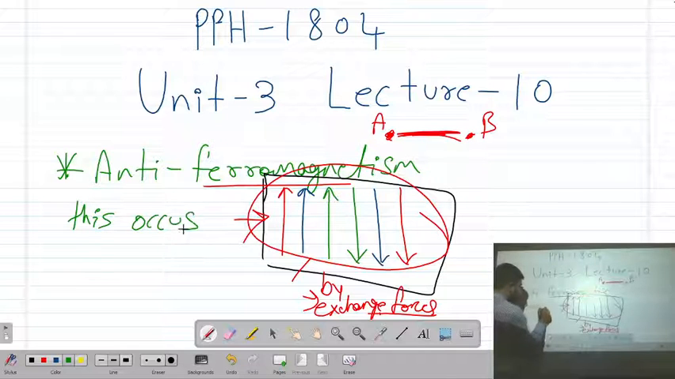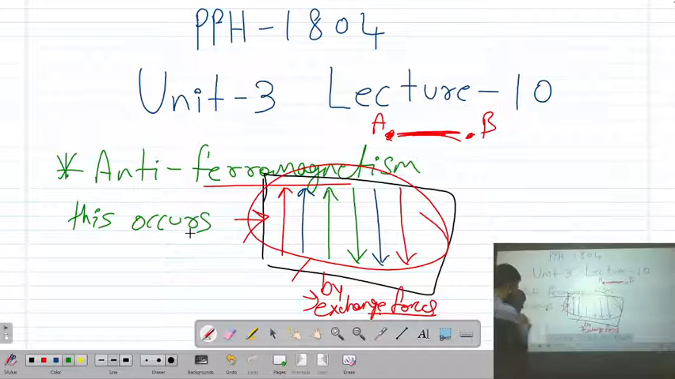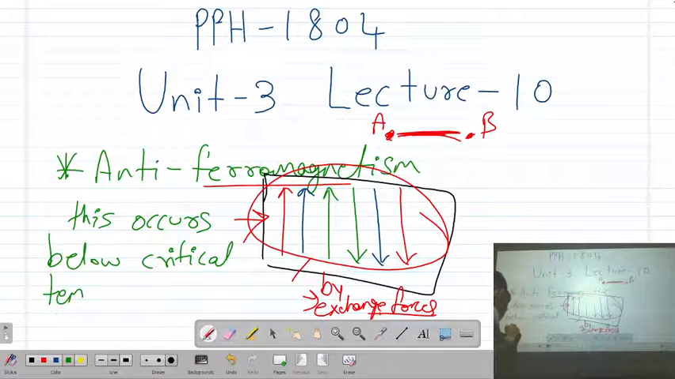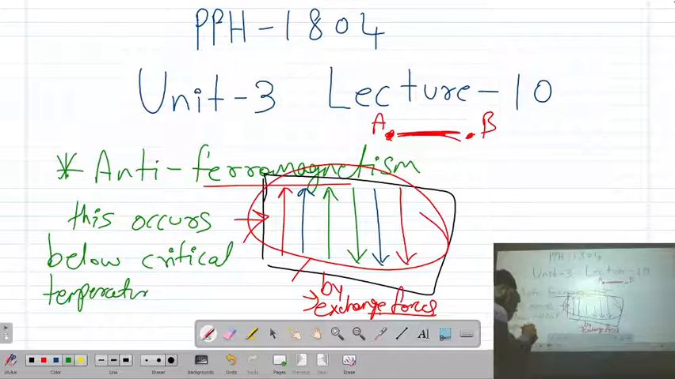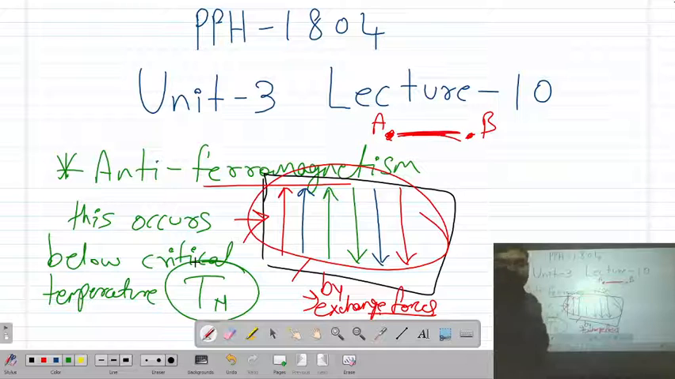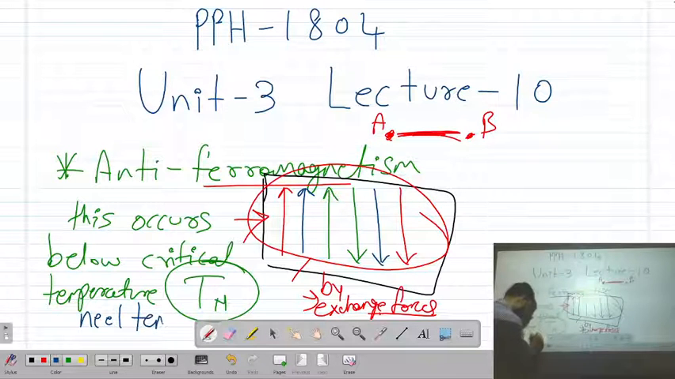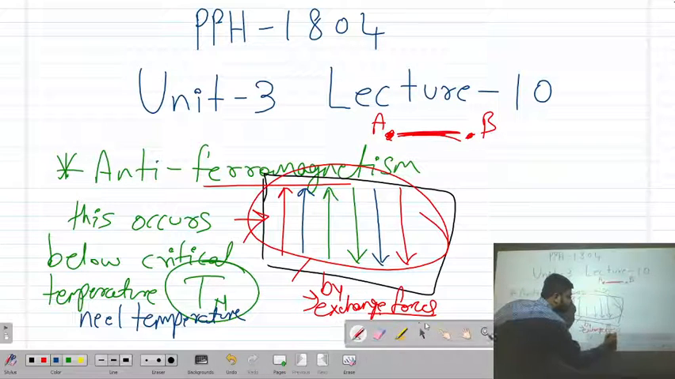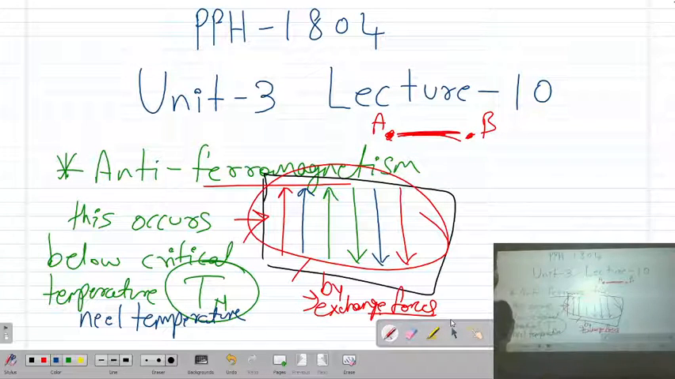This occurs below a critical temperature, which is known as Tn, that is nothing but the Néel temperature, right?